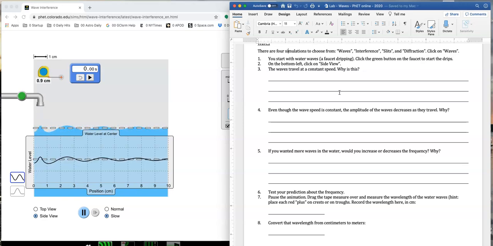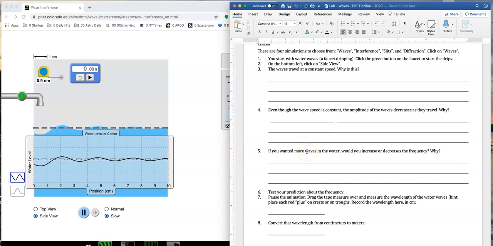Then number five, if you wanted more waves in the water, would you increase or decrease the frequency? If I wanted more waves over time, if I wanted to increase the rate of waves, what would I do to the frequency? Think about what frequency is. Then six, test your prediction about the frequency since you can. Play with the frequency slider and see what that does to the frequency and the number of waves.